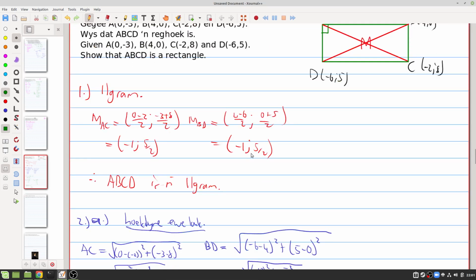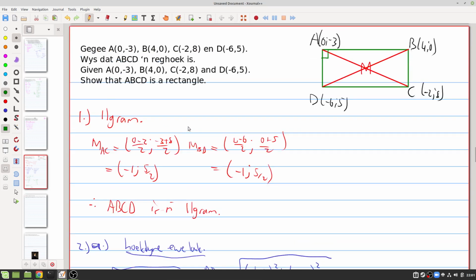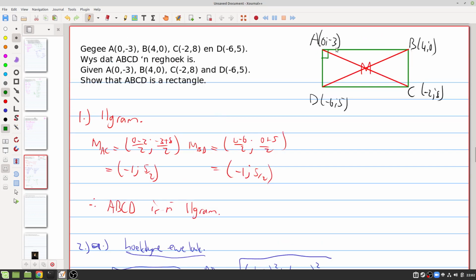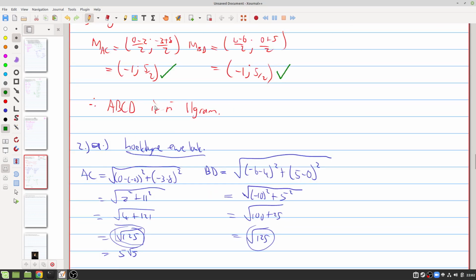So recap quickly. I'm going to do the recap in English. Okay, to show that a quadrilateral is a rectangle, we talked about it in class: first we show it's a parallelogram, and to do that, we just showed the midpoint of the two diagonals is the same. So the midpoint of AC equals the midpoint of BD. They are the same. So we've shown it's a parallelogram.